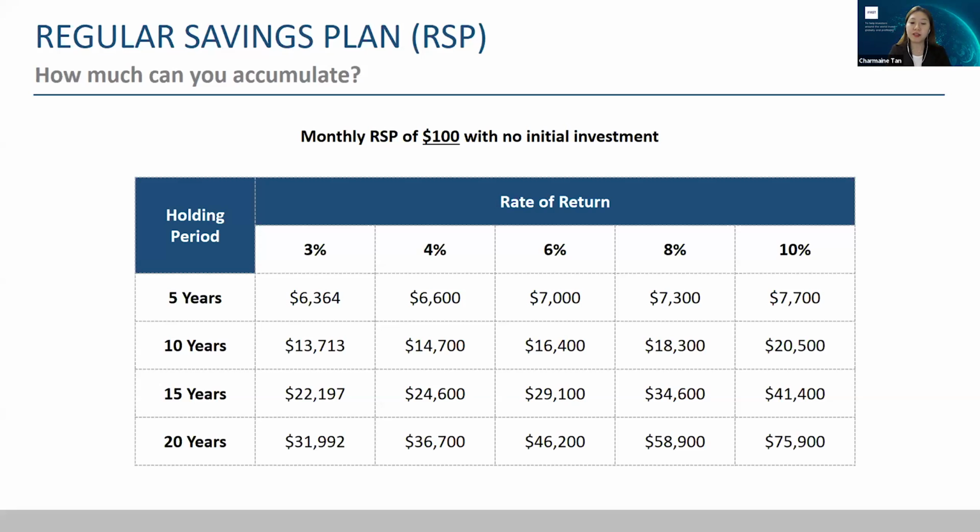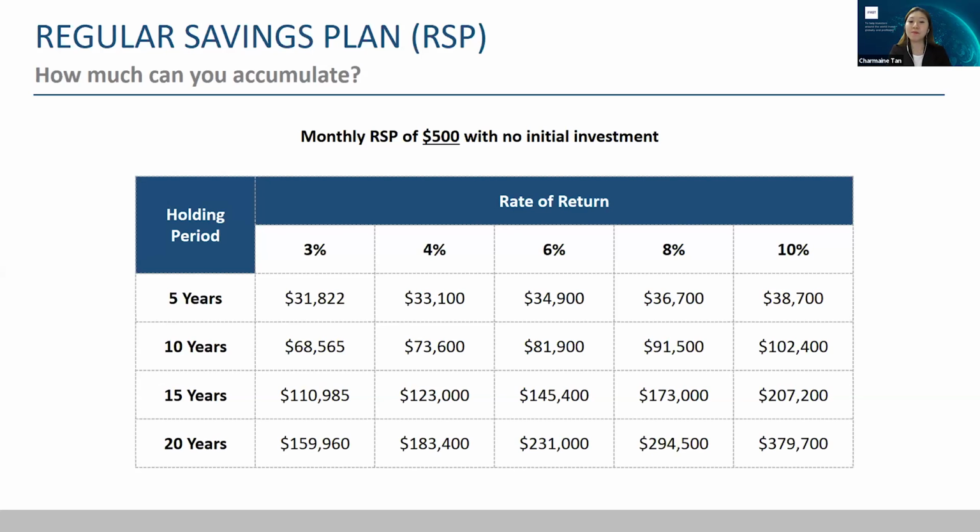You may have also realized that the holding period is important, as 20 years in the market versus 10 years, the market can make a lot of difference. You can accumulate close to 80,000 in 20 years, but if you are only invested in the market for 10 years, you are not even getting half the amount of capital. So the holding period is something to take note of.